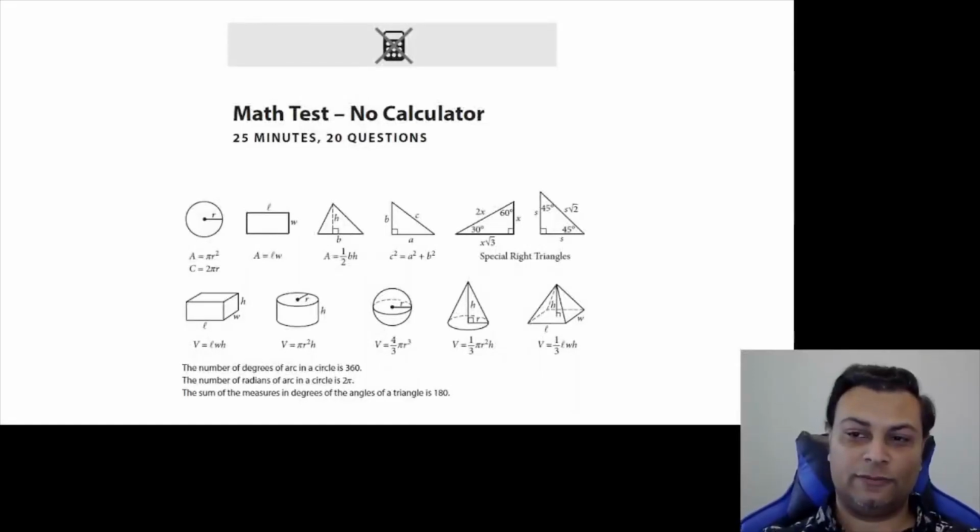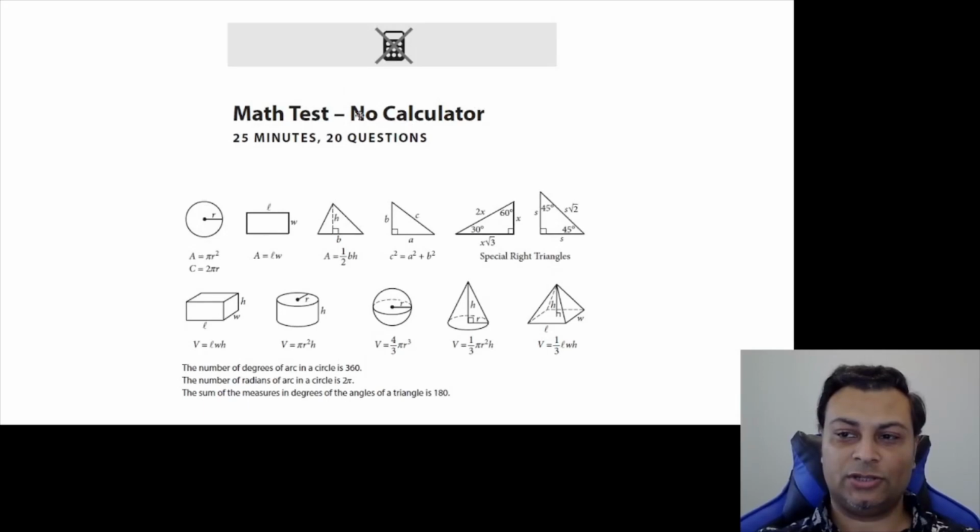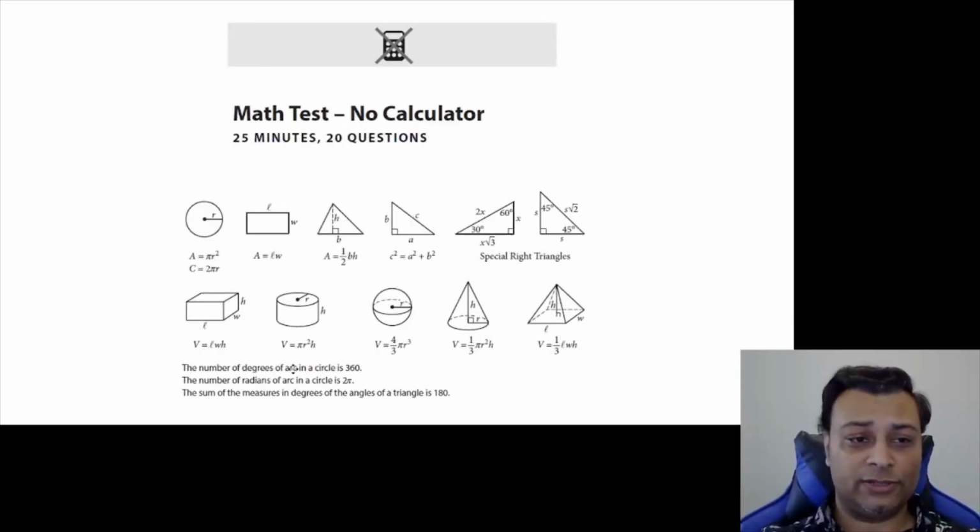Okay, in this video I'm going to cover the non-calculator section of the SAT math test. There are 20 questions in this section, and you'll have 25 minutes to complete those 20 questions. And here are some formulas that we might use during the test. Area formulas of many different shapes, volumes. The number of degrees in a circle is 360, radians is 2 pi, and a triangle has 180 degrees inside the triangle. Okay, let's go on to question 1.